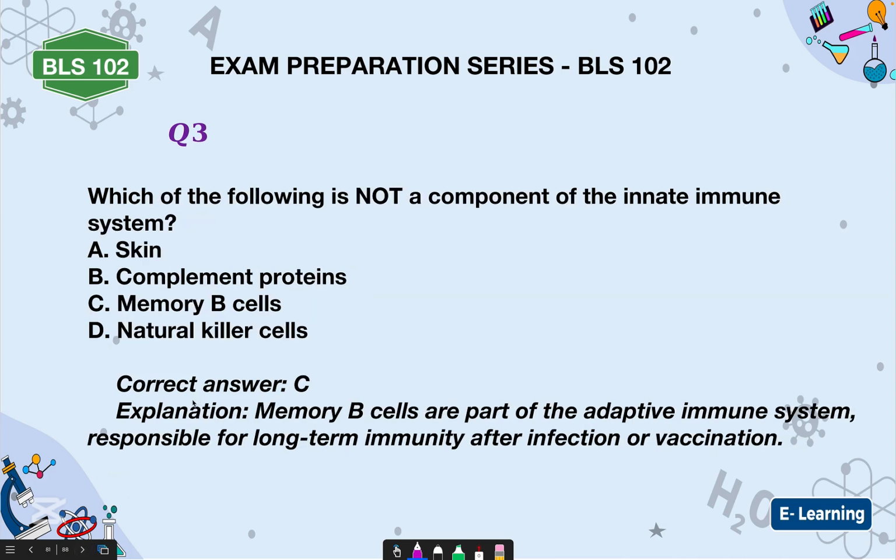Which of the following is not a component of the innate immune system? Skin, complement proteins, memory B cells, and natural killer cells. We say memory B cell is what? Active, which are the B lymphocytes. They are part of the adaptive immunity responsible for long-term immunity after infection or vaccination.